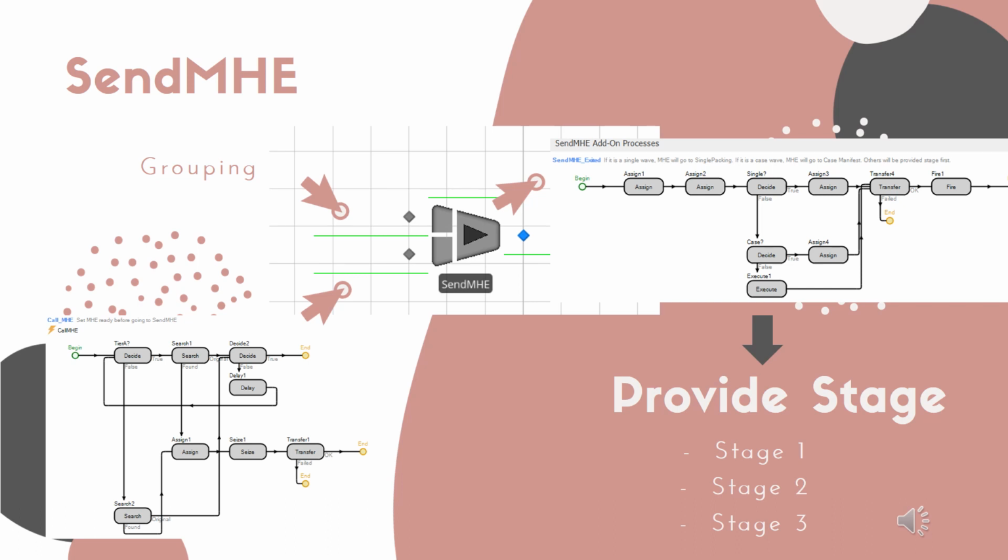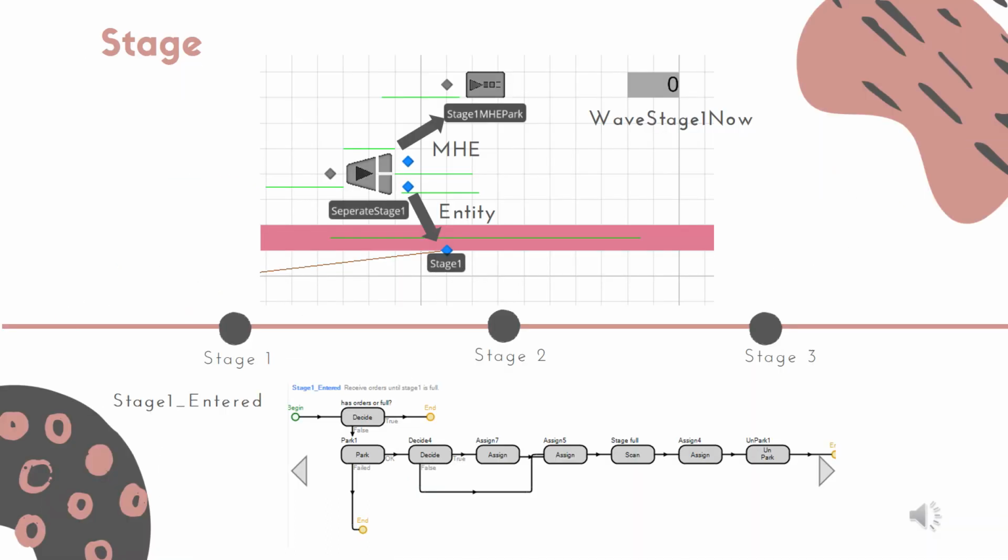Process provide state for multi-entity is a process to assign entities to stages. If the number of waves in that state equals the number of waves that the entity will be done, the entity will be sent to that state. After sending the MHE, assign the MHE to their destination. MHE go to a separator at each state to separate the entity and MHE.